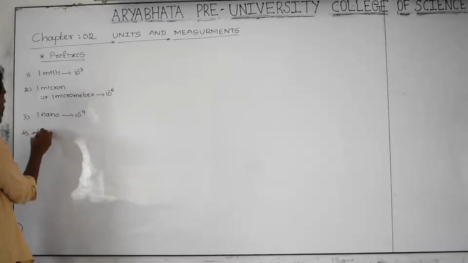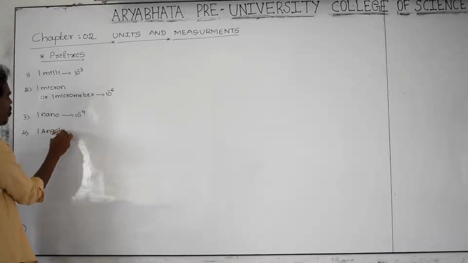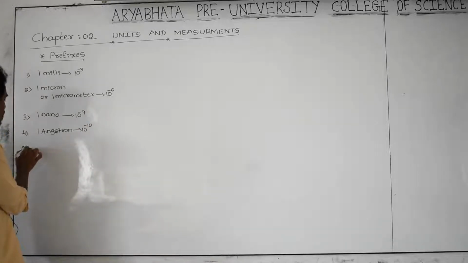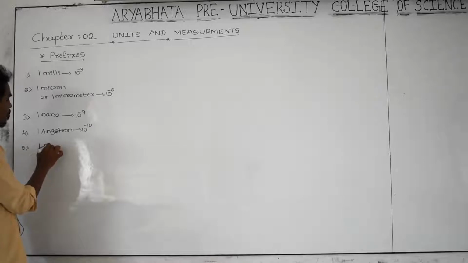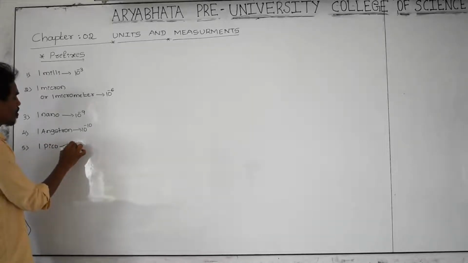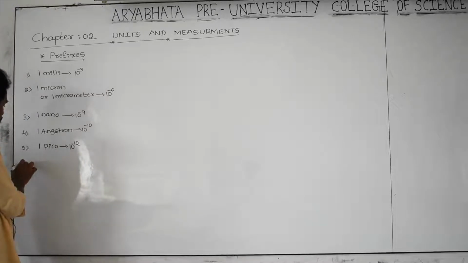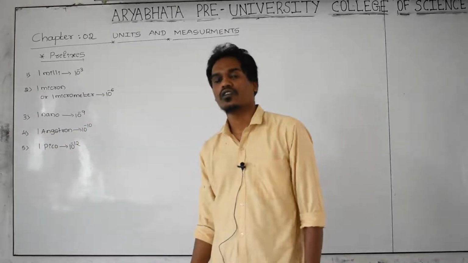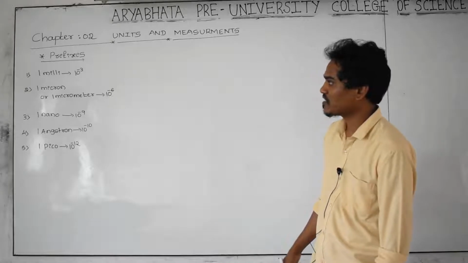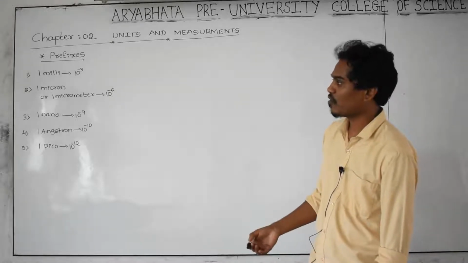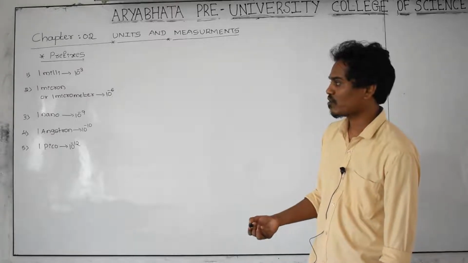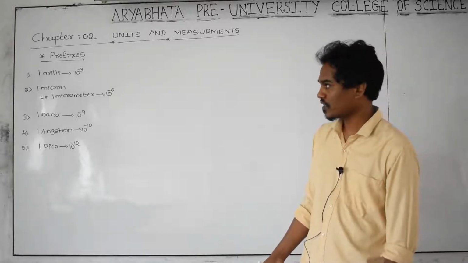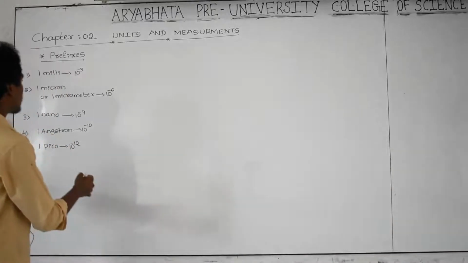The fourth one is 1 angstrom, which is 10 to the power of minus 10. The fifth one is 1 pico, which means 10 to the power of minus 12. These are important prefixes that we use in the measurement of distances. Milli means minus 3, micron means 10 to the power of minus 6, nano means 10 to the power of minus 9, angstrom means 10 to the power of minus 10, and pico means 10 to the power of minus 12. Just remember this.